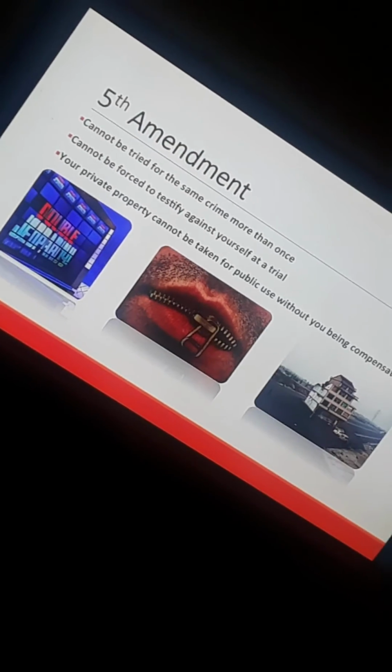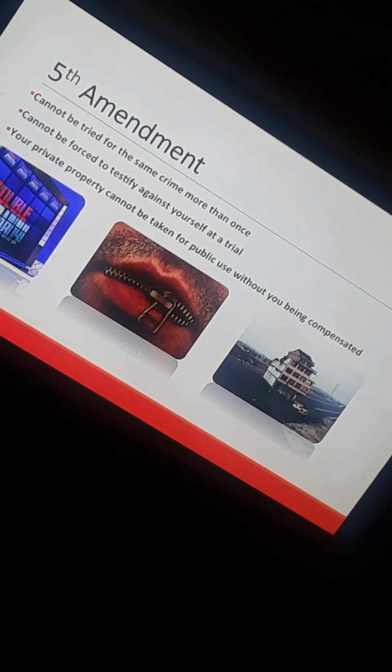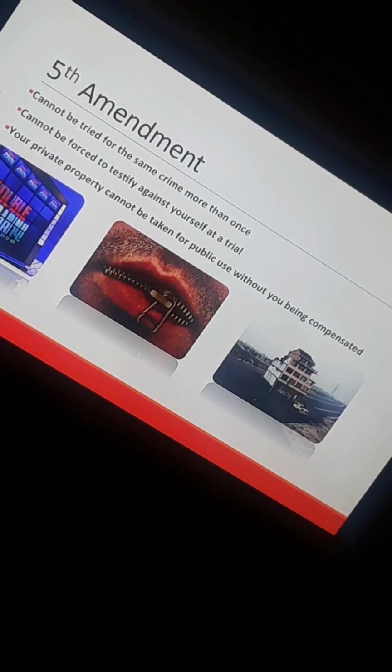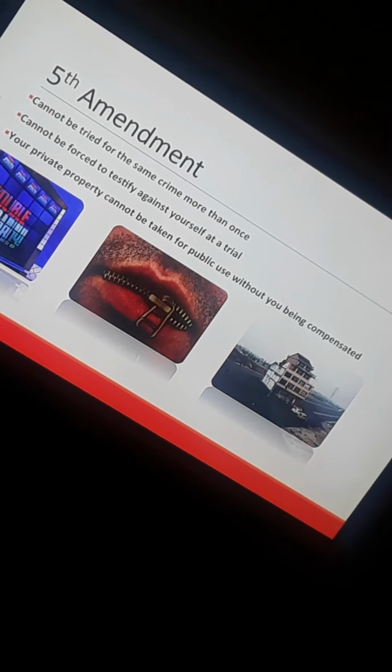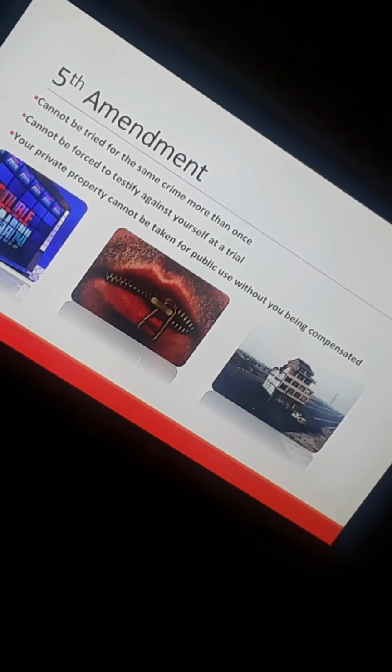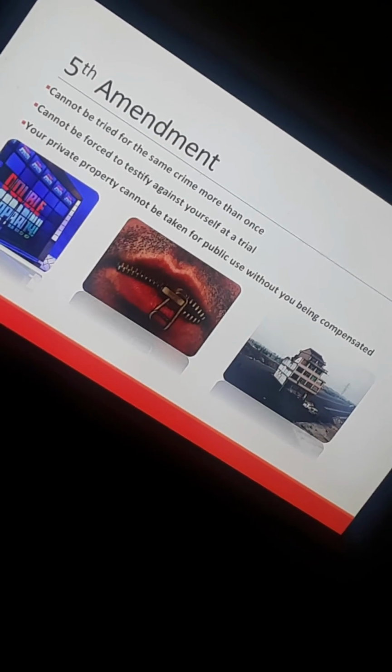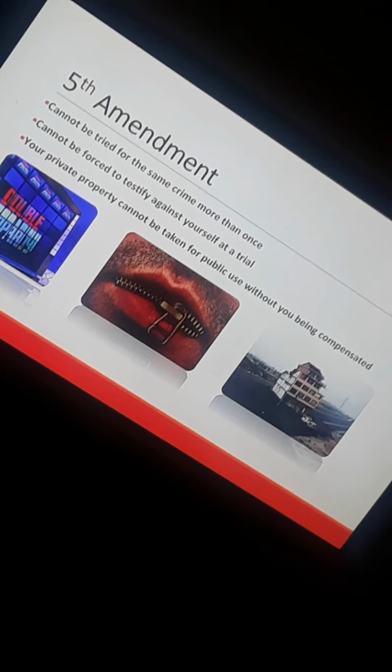And the last one of the Fifth Amendment is your property rights. Private property cannot be taken for public use without you being compensated. Now here I have a picture, I believe this one came from China, where somebody didn't want to sell their property, so they just built a road all the way around it. I don't know much more, but I thought it was a funny picture.